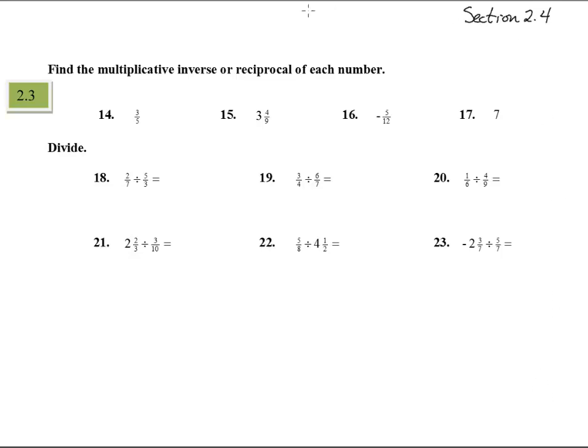Here we are in section 2.4, finding the multiplicative inverses or reciprocal of each number for number 14. Reciprocal or multiplicative inverse, we just flip it over. So we're at 5 over 3. There we go. That's it.